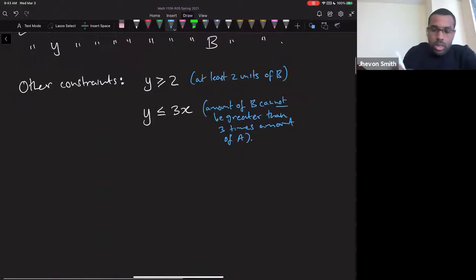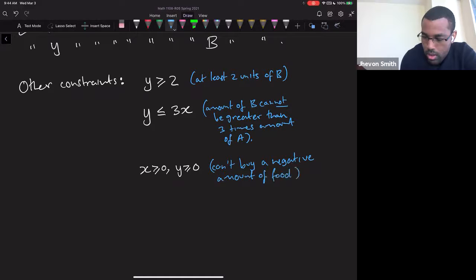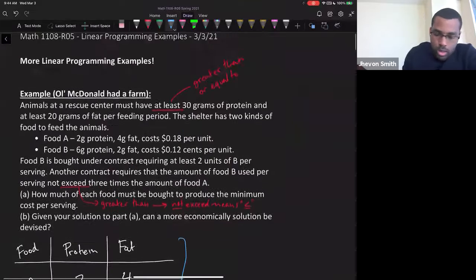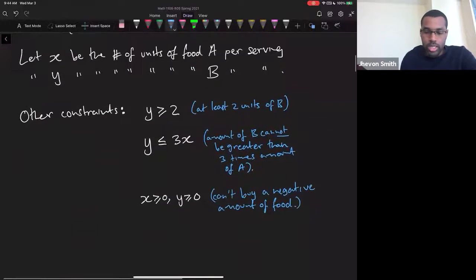Also, and this kind of goes without saying, of course, X has to be greater than or equal to 0, Y has to be greater than or equal to 0. Can't buy a negative amount of food. And that's our constraints.